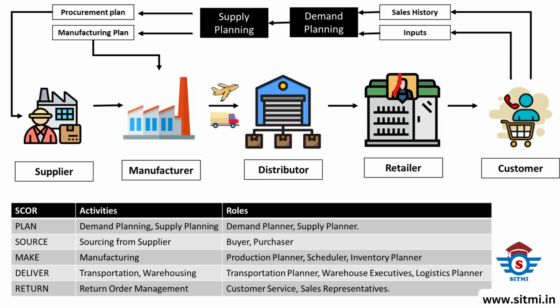Then the last process is return. Return is when the customer receives excess product or defective products, so these products are returned back through the different channels. And who plays a major role in the return process? Basically customer service team members and sales representatives play a major role in this return process. However, the supply chain management team also helps to execute these return fulfillment processes. So this is all about the different flows in supply chain management, different activities, and the interlink with the SCOR model.